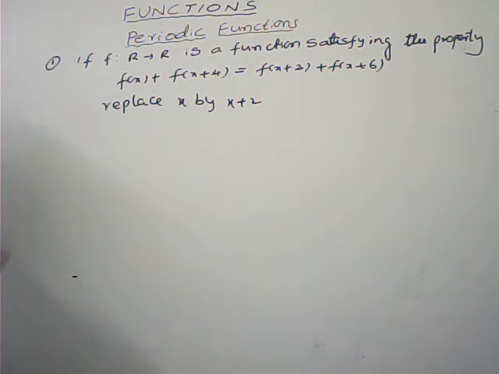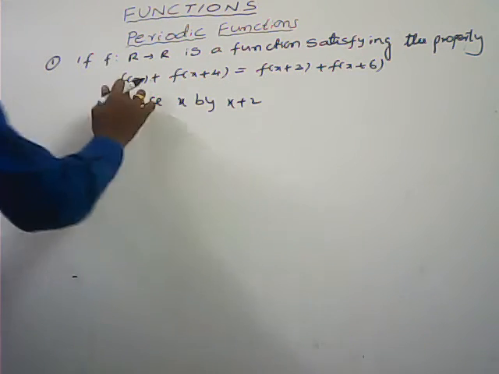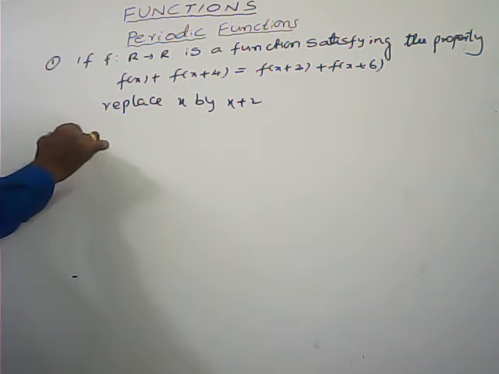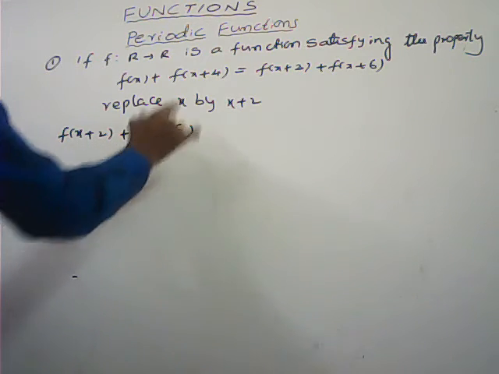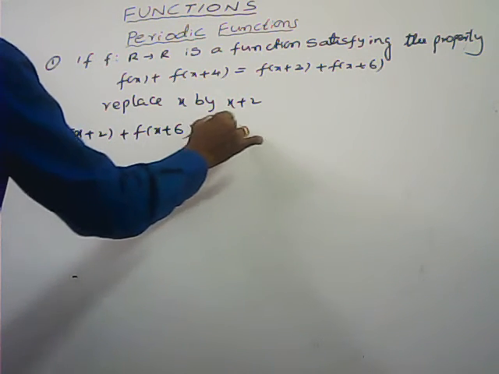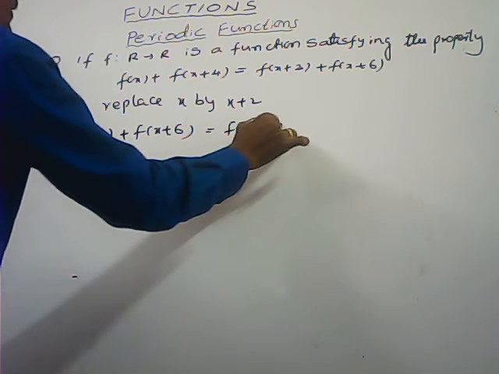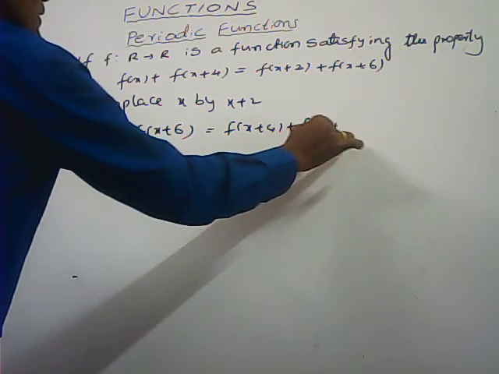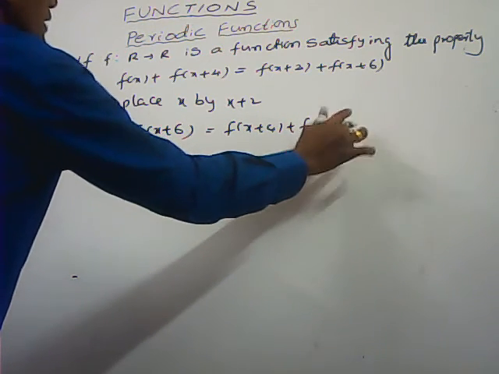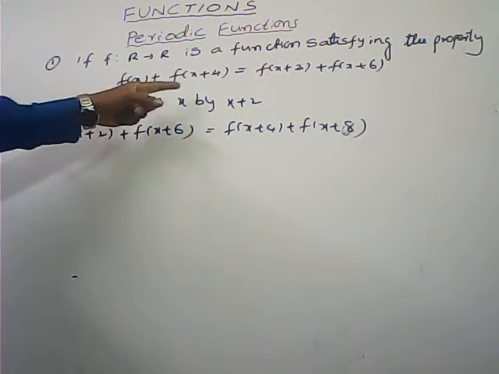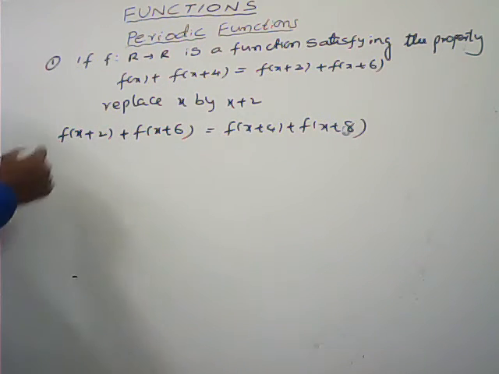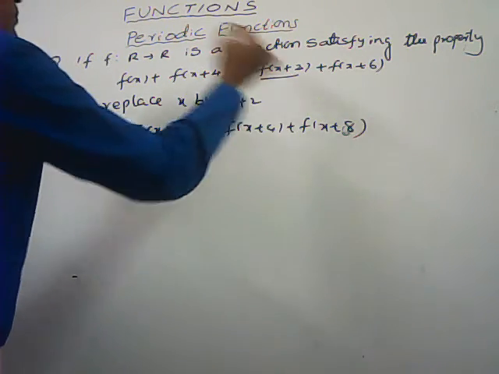Now here you can see, replace x by x plus 2, then what can we get? f of x plus 2 plus f of x plus 6, x plus 2 plus 4, that is equal to f of x plus 4 plus f of x plus 8. Sorry, x plus 2 plus 6 means this is x plus 8. Now this is the resulting equation. Here also some terms are there related to the original equation. Here f of x plus 2 is there, here also f of x plus 2 is there.